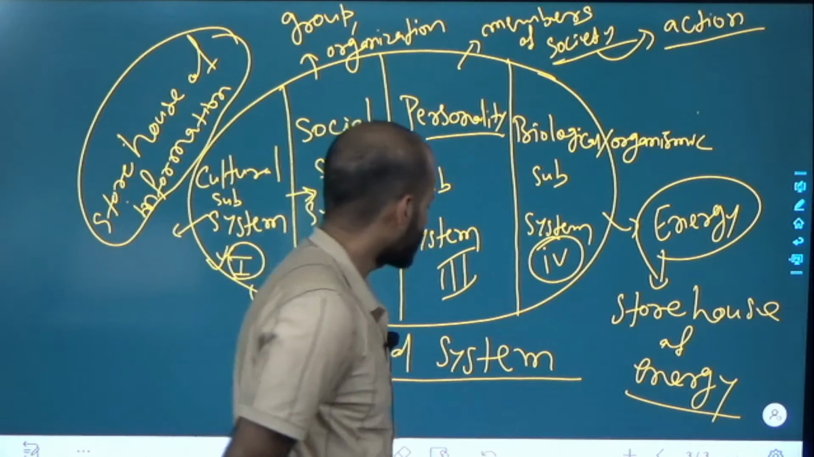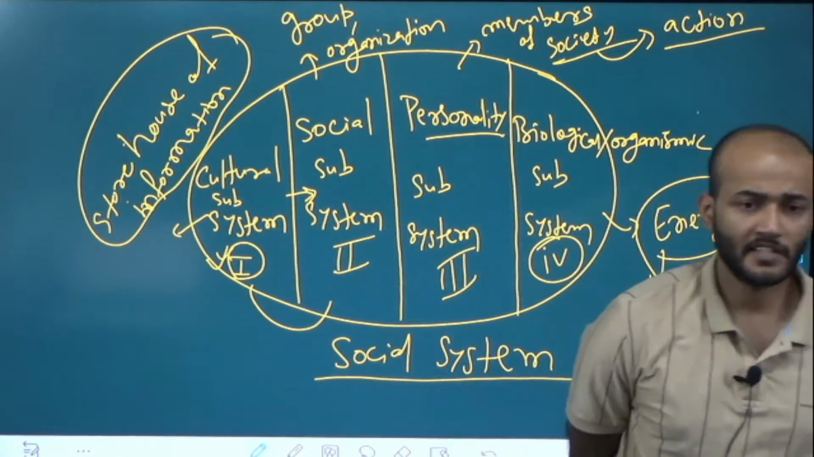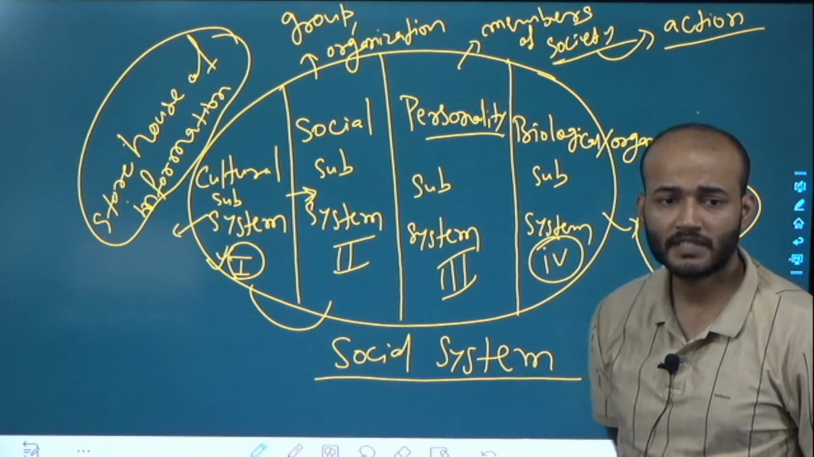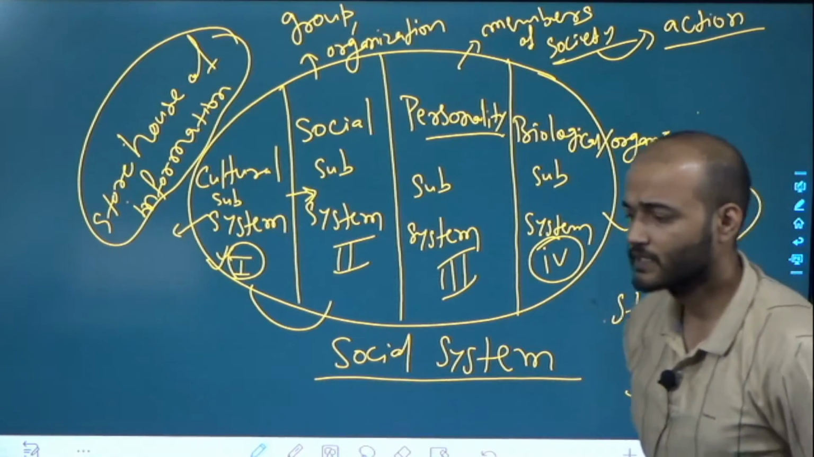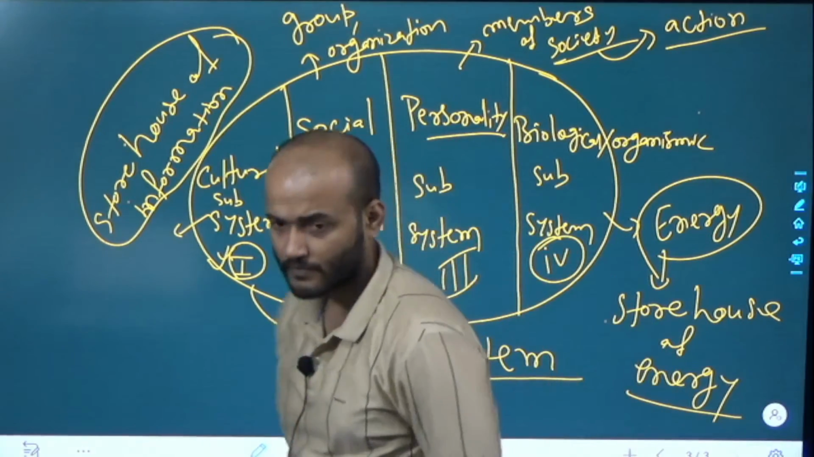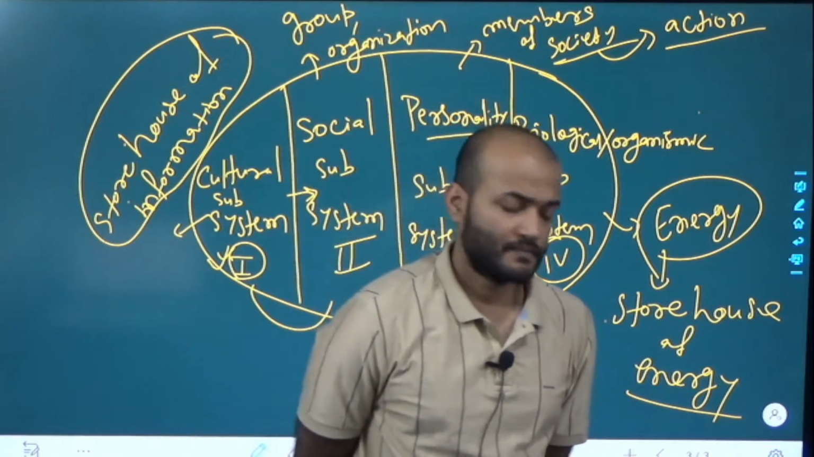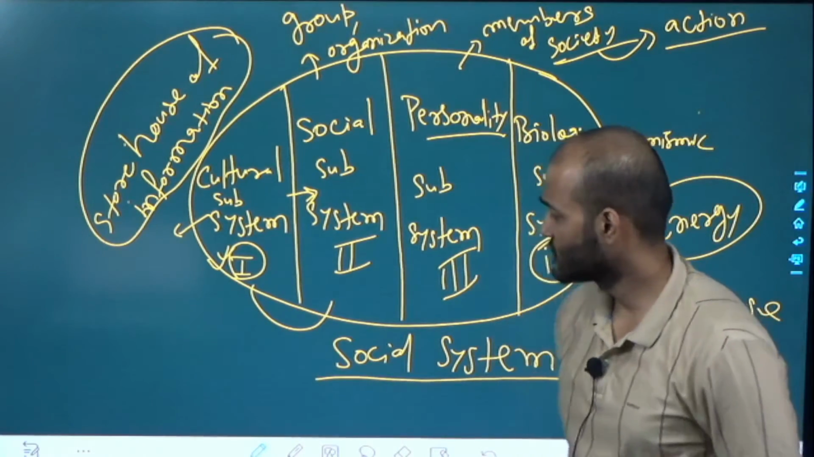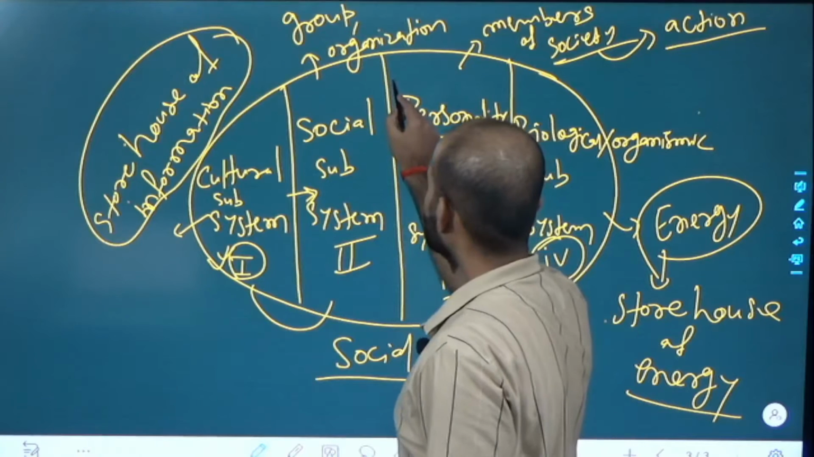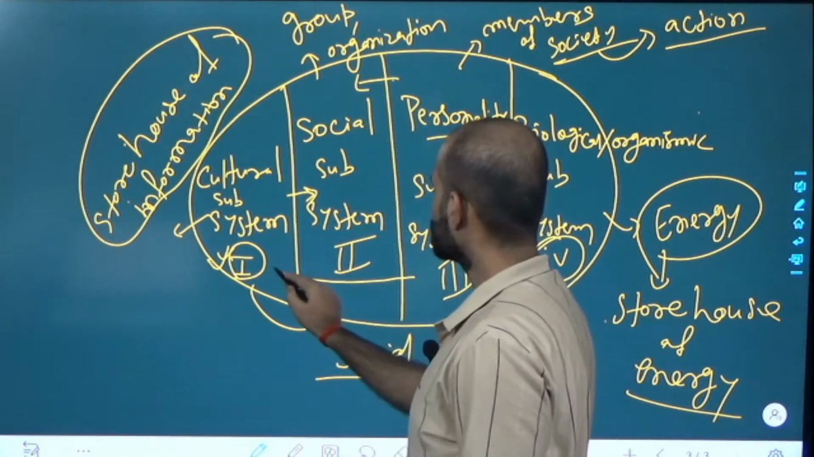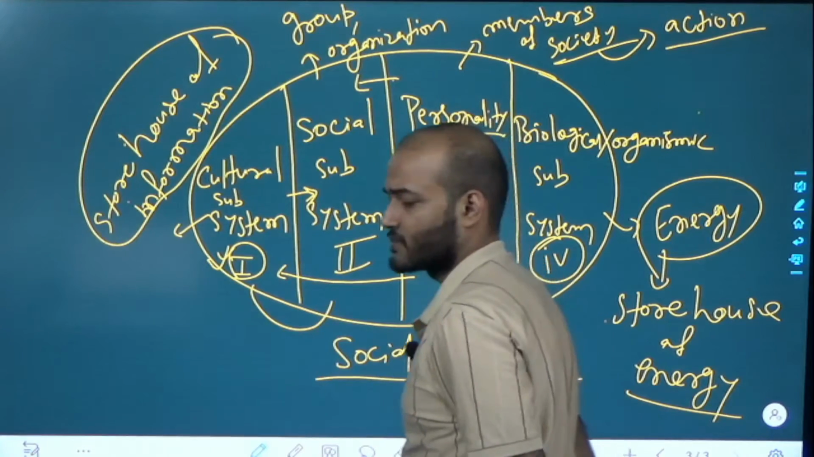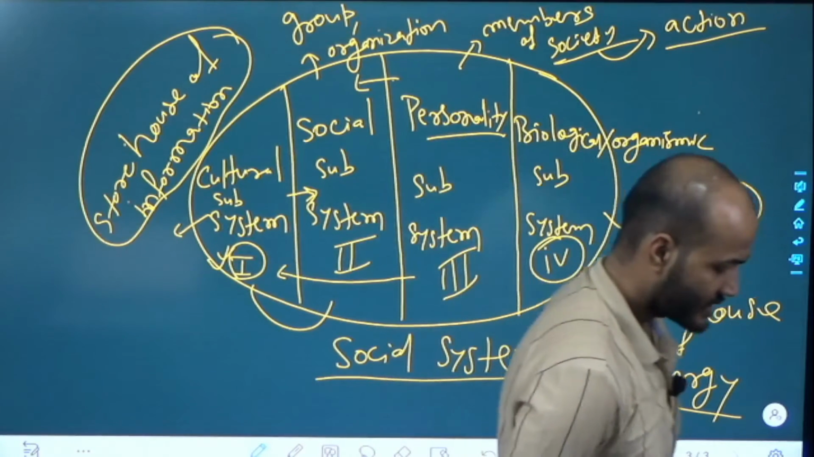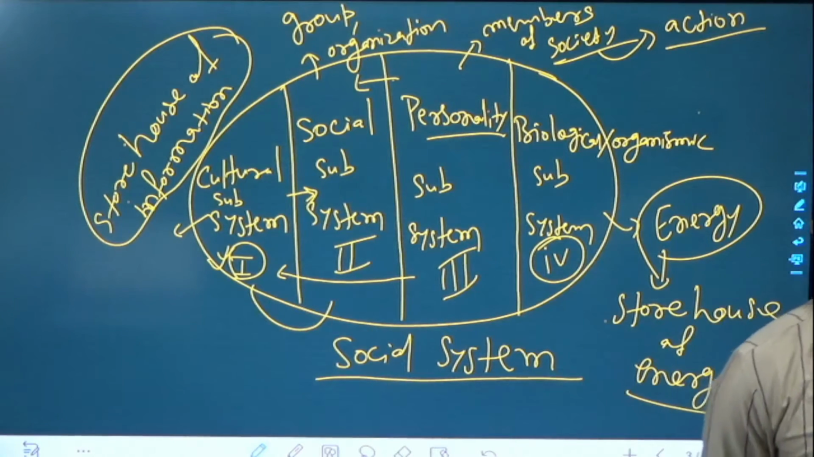So personality system becomes one of the responsive factors. Write it down: personality system becomes one of the responsive factors for the functioning of the social subsystem and the functioning of the cultural subsystem. Clear?